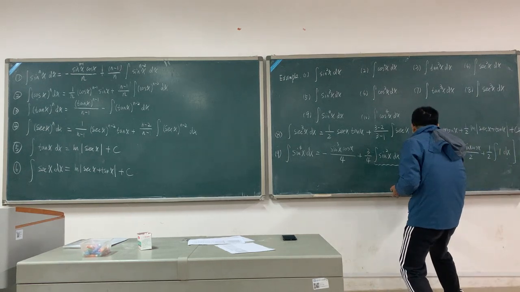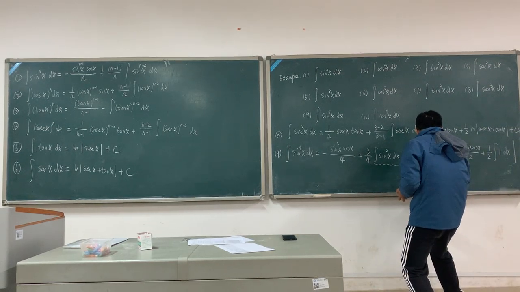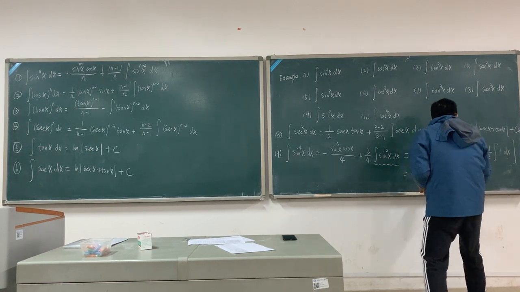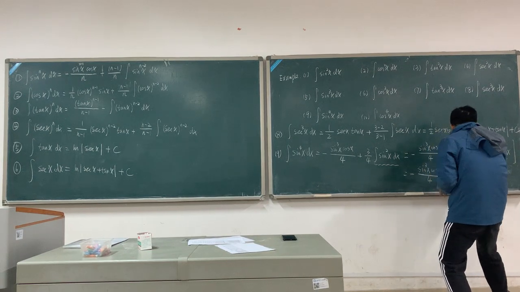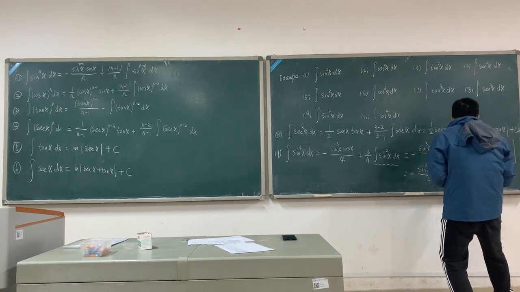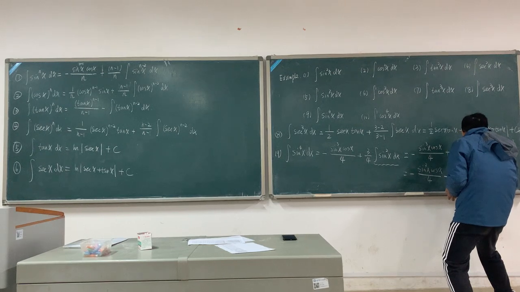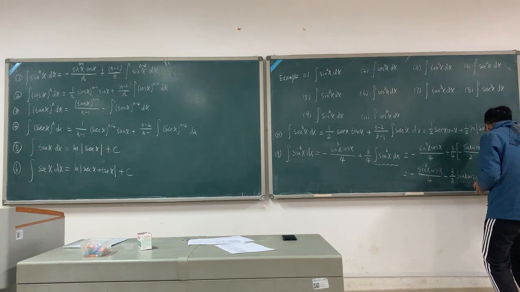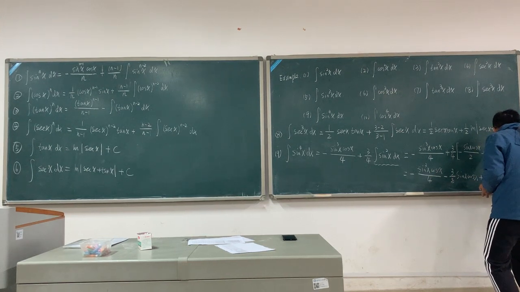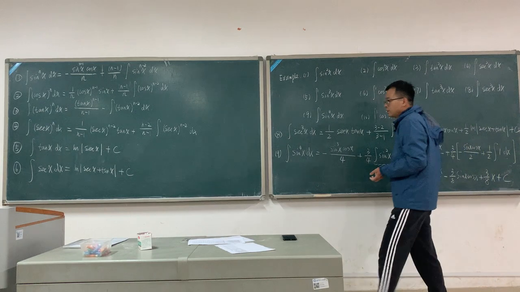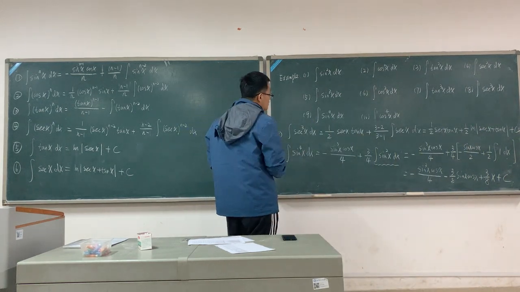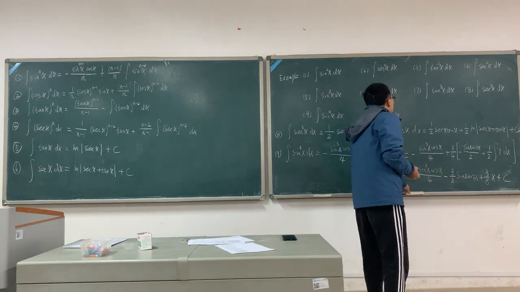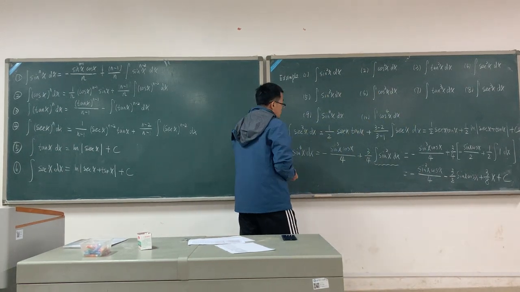So the result should be minus sin x cubed cosine x by 4, minus 3 by 8 sin x cosine x, plus 3 by 8 x, plus a constant c. So this is the result for number 9. So what about number 10? Okay, number 10 here.